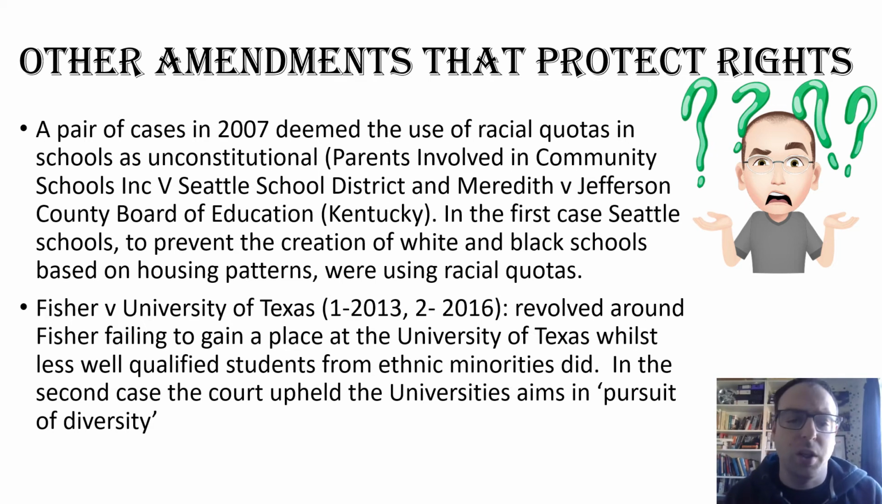The first one in Washington is based in Seattle schools, and what the Seattle School Board was trying to do was prevent or stop having the situation where it had white schools and black schools. Now, the way that the housing patterns worked in Seattle and where the schools were located meant that if they did nothing, essentially you would have had white suburban schools and black inner city schools, and the school board wanted to avoid that. So it used a quota system to try and level out and have integrated schools.